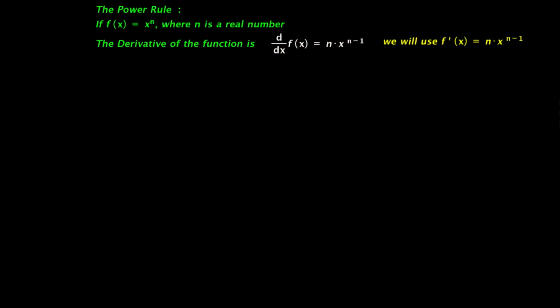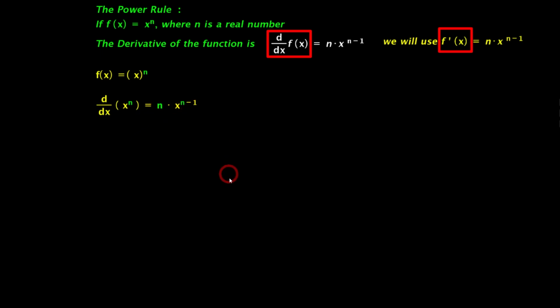We are not going to use this notation. Instead of that, we will work faster with f prime of x. d of f of x by dx is the same as f prime of x, which is n times x to the n minus 1. Now one more time, f of x is x to the n. d of x to the n equals n times x to the n minus 1.